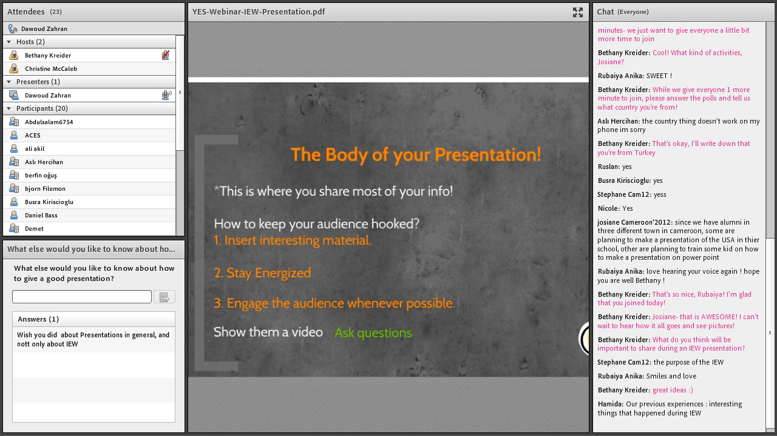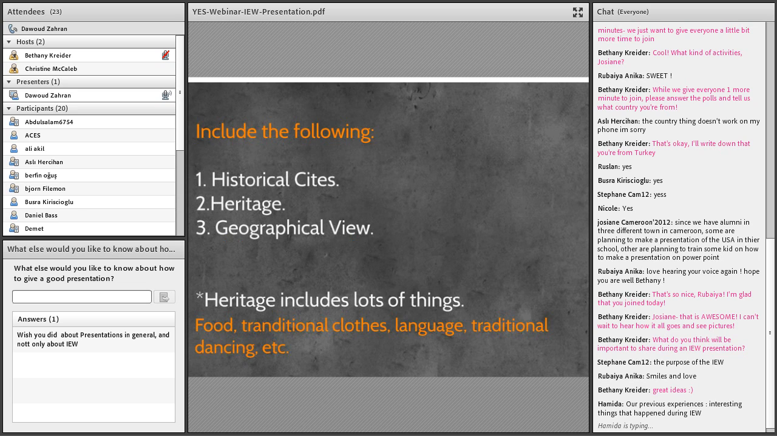Within the context of a country presentation, you can, of course, share, for example, historical sites, heritage, and geographical view. But be careful about the geographical view. The geographical view means that you need to show the people your country from the point of view of the world. Many people zoom in and just show the countries surrounding it, but not where it exists on the map of the world. So make sure you do that.